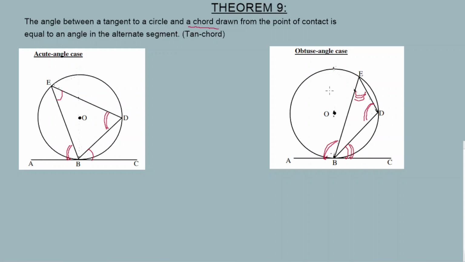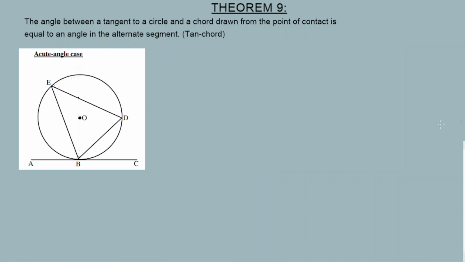So here it's an obtuse angle case because there's an obtuse angle, greater than 90 degrees. And then here there's an acute angle case, an angle that is less than 90 degrees. So these angles we get on top of the tangent are acute angles, and then these obtuse angles. Okay, now let's start by proving the acute angle case first. Now for the acute angle case we start by doing a construction.